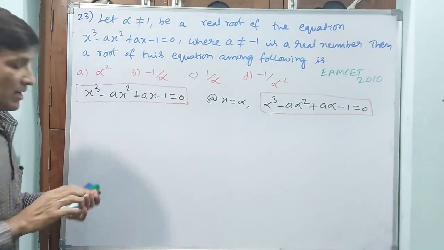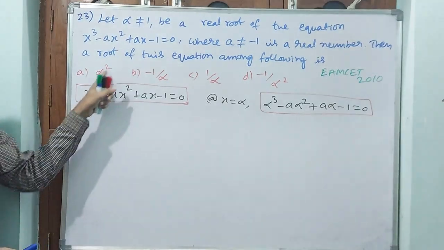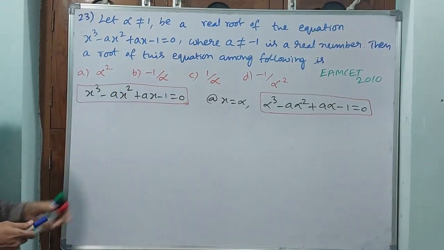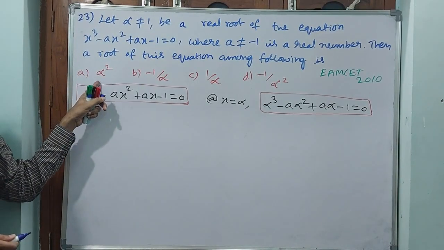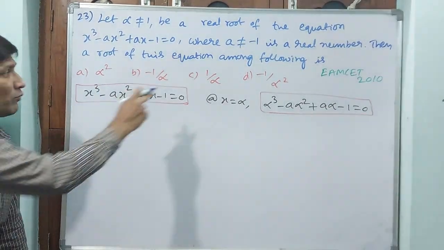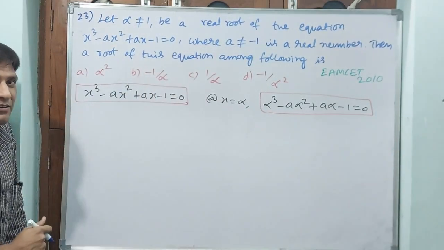Now see, don't do anything. You substitute the options one by one, that's all. Only 4 answers have to be substituted. The answer is 1 by alpha, that is why I am directly substituting 1 by alpha. If you substitute 1 by alpha in this, this has to come, then it is correct. That's all. See what I am doing.